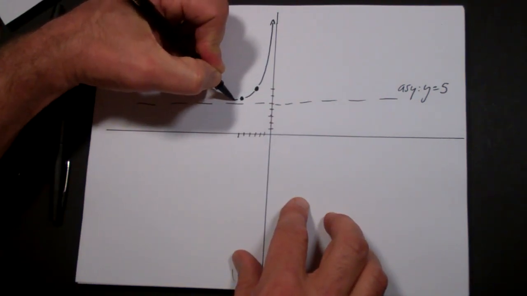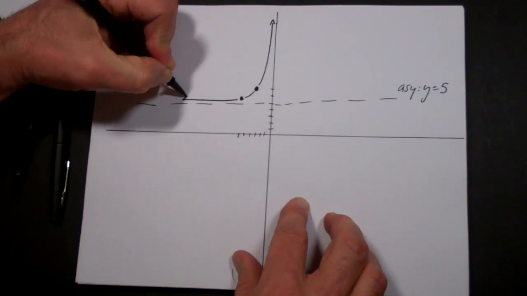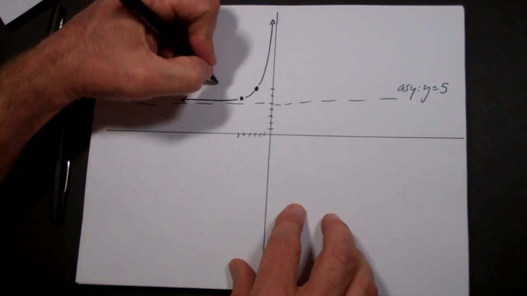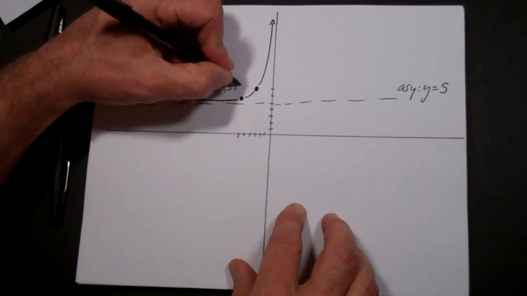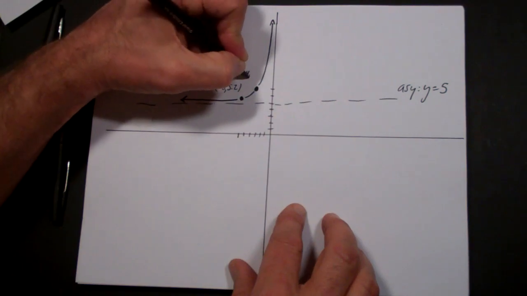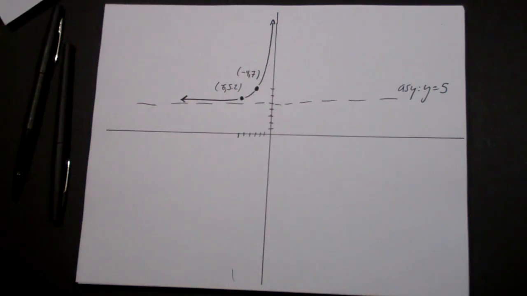This is coming down. Remember, an asymptote you get closer and closer to, but you never graph it. You might want to label a couple of points. And that's how you graph exponential functions when they're done in h and k.